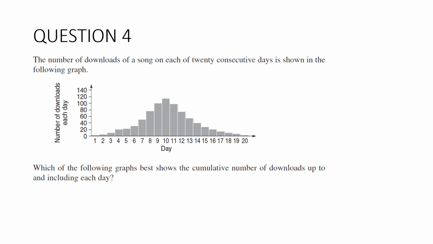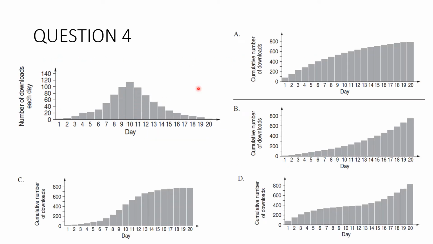Question 4. The number of downloads of a song on each of 20 consecutive days is shown in the following graph. Which of the following graphs best shows the cumulative number of downloads up to and including each day? So here we've got the original graph and 4 different options, A, B, C, and D. We want the accumulation of all of these daily totals. We can see that we're rapidly increasing here, so that would fit this graph here and this one, but not A or D. So we're down to 2.